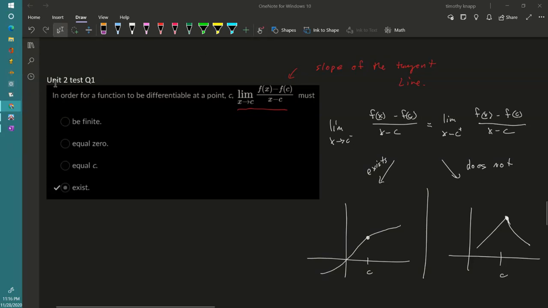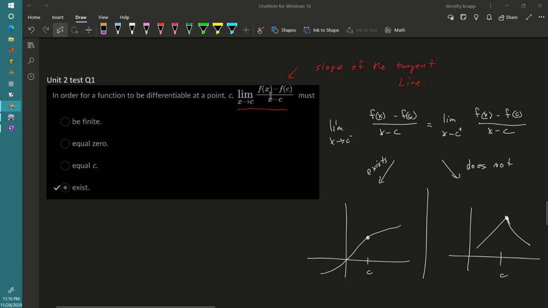Okay, it says Unit 2 test question 1. In order for a function to be differentiable at a point C, the limit as x approaches C of f of x minus f of c over x minus c must exist is the answer here. And so why is that?